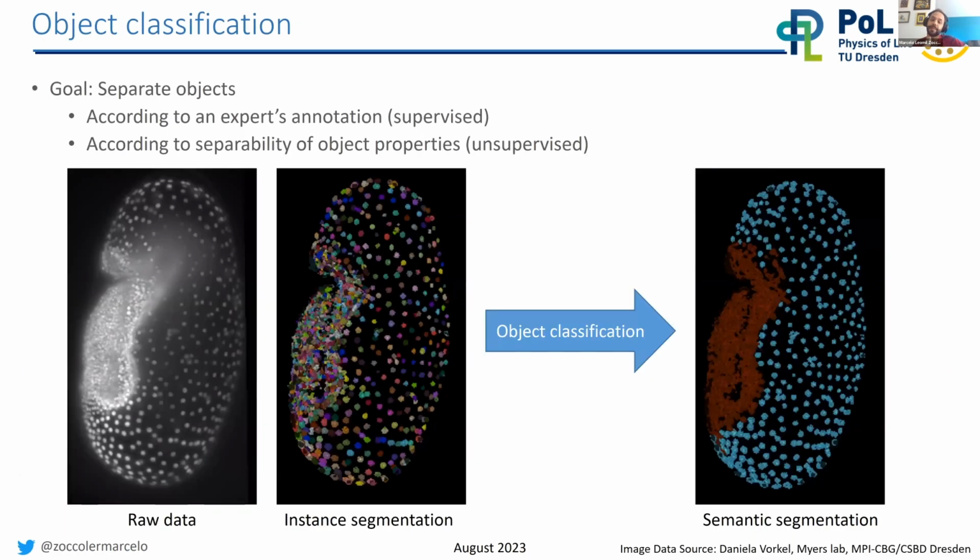Besides that, as a result of some segmentation methods, we may want to further classify those objects into different classes. This is also called semantic segmentation. We could do that according to an expert's annotation, for example. Somebody could tell us, okay, these groups of cells are different from those. And then we let machine learning try to figure out the class of the other objects for us.